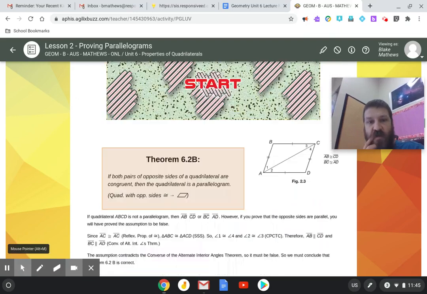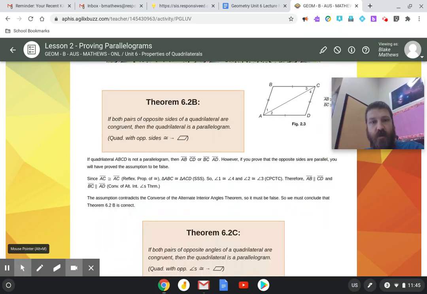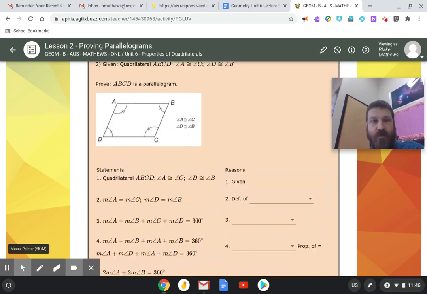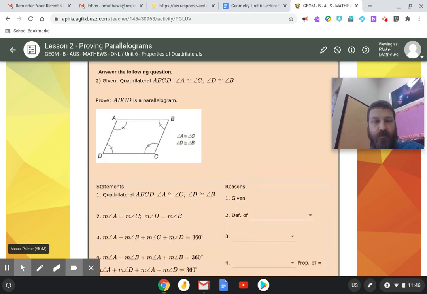This is just more of the same, different theorems. This is now theorem 6.2b, which is the opposite of theorem 6.2a. So they're giving us the theorems that are the reverse of the theorems from the previous lesson. So I'm just going to blow through all of this, jump down to this next proof.